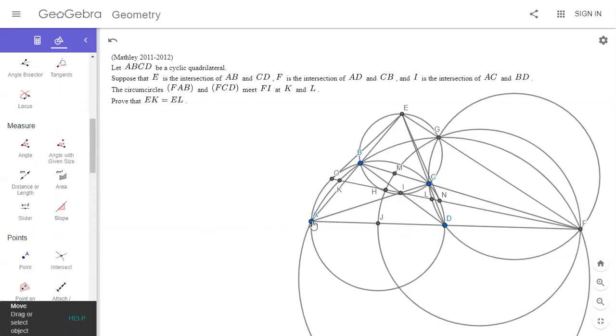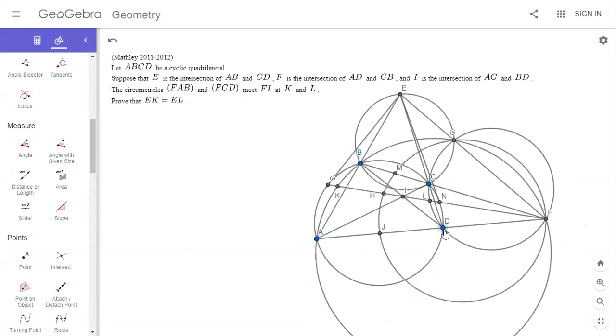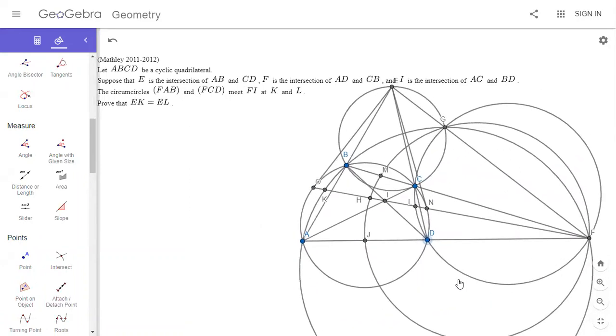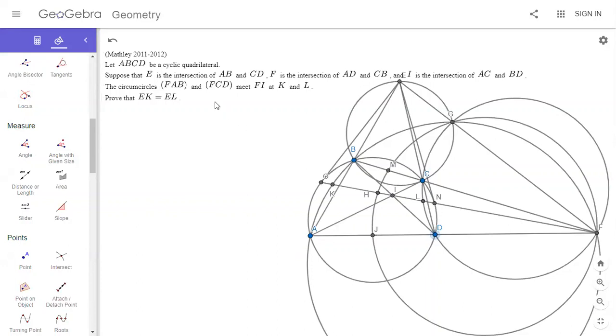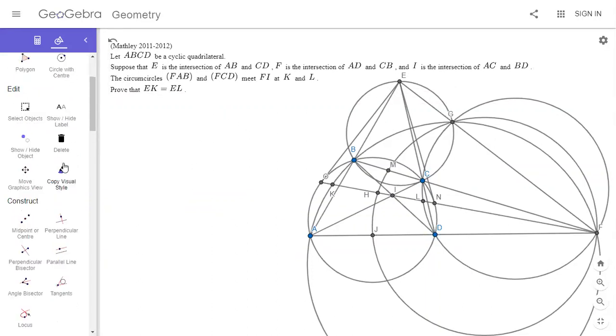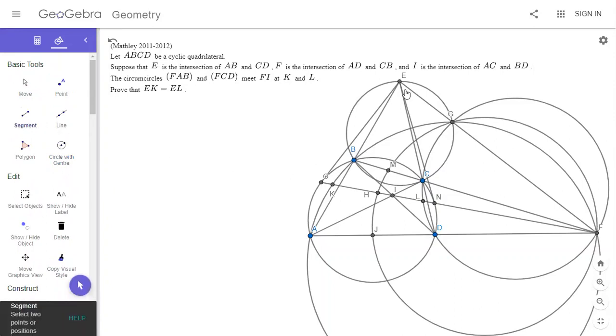Yeah, let me make this not look like AD is a diameter. All right. I think that's better. Kind of like this picture.